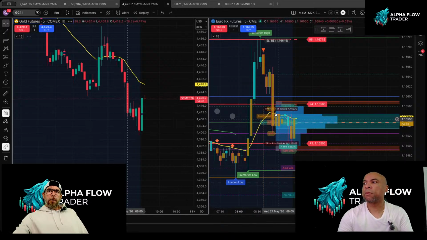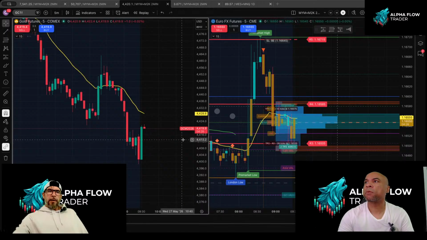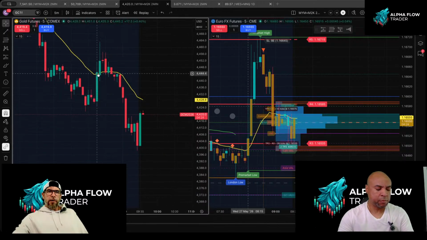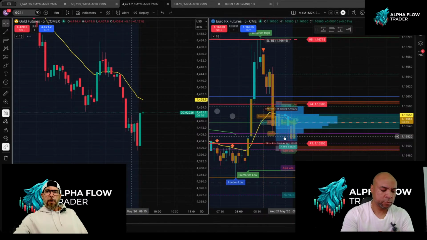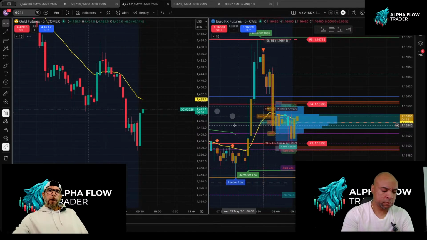Gold and euro, you can see both on my left and right side of the screen here, kind of converged. You see the move on gold, and then you see the move pretty much mirrored on euro as well.